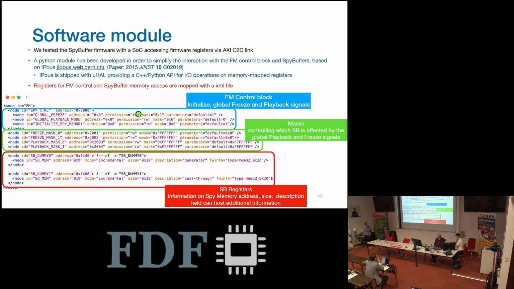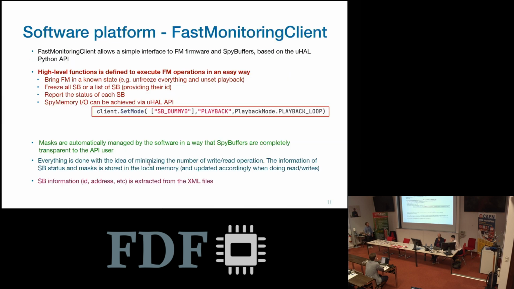So here we have all the control registers, the global freeze and playback mode. Here we have masks that determine how many Spybuffers we can have and control. In this case, we have 32 bits times 2, so this would be 64 Spybuffers at most. And here I have just 2 Spybuffers that are memory mapped, which are named dummy1 and dummy0, for the example that I will have in a few slides.